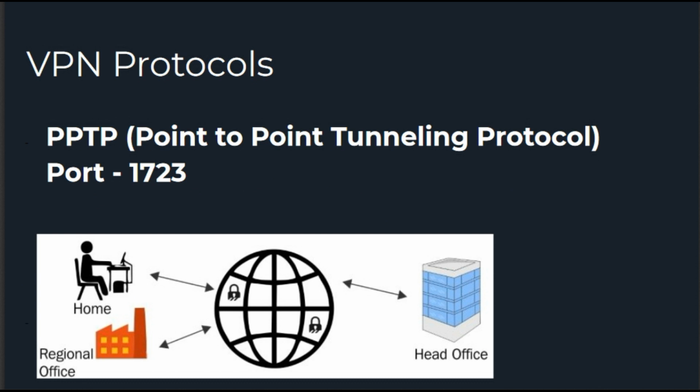PPTP, point-to-point tunneling protocol, is an older protocol. It was released around '95. It uses GRE tunneling plus PPP for authentication, and encryption is done with the MPPE protocol. It uses port number 1723. Here we can see the image of PPTP.